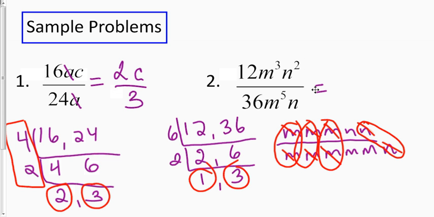So I just want to put all of this together. So I've got 1 in my numerator and n in my numerator, so 1n, or just n. I have 3 in my denominator and m squared in my denominator, so 3m squared. And that's the simplified fraction.